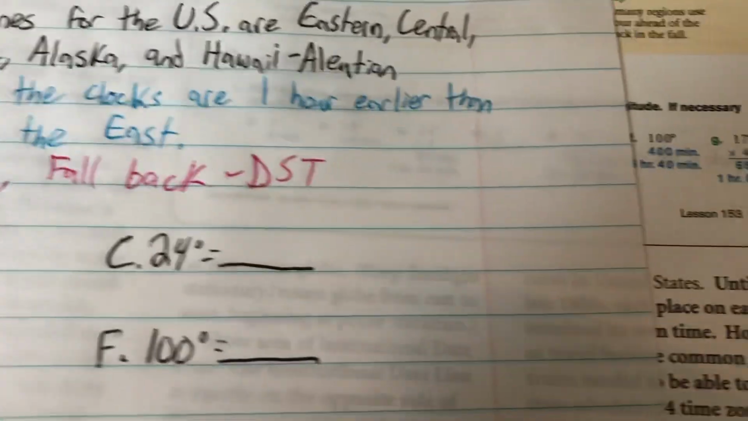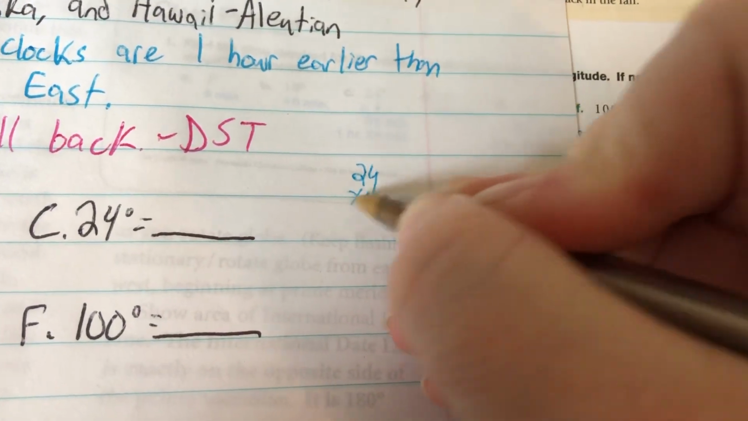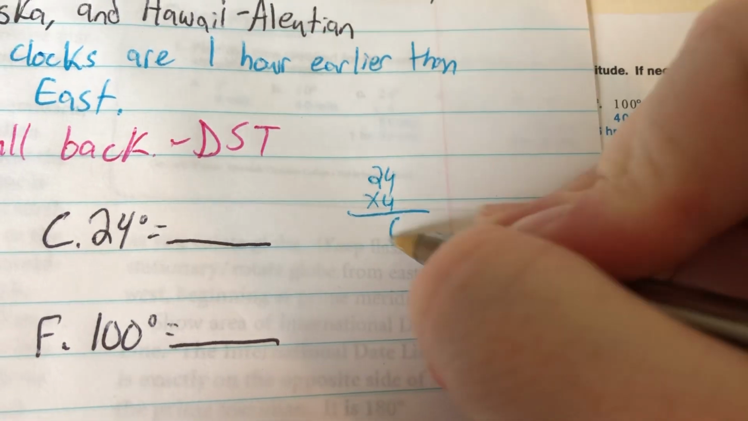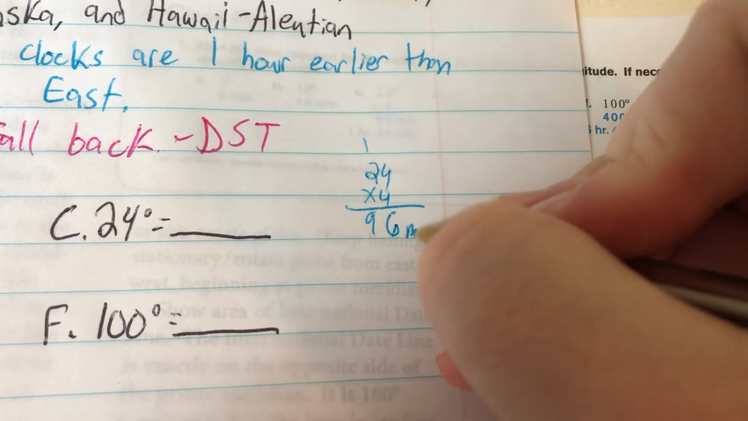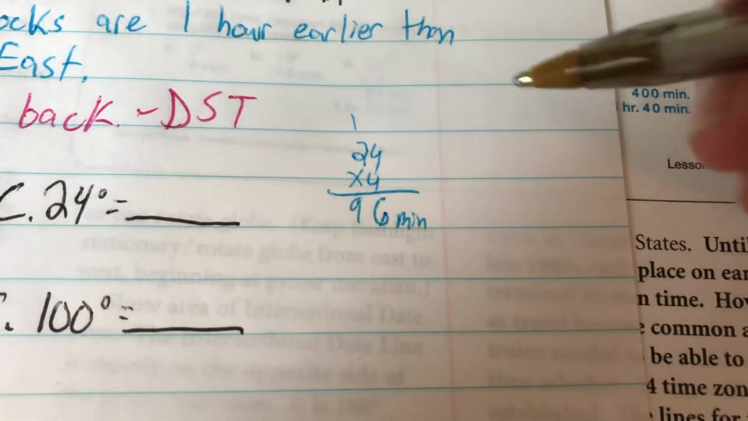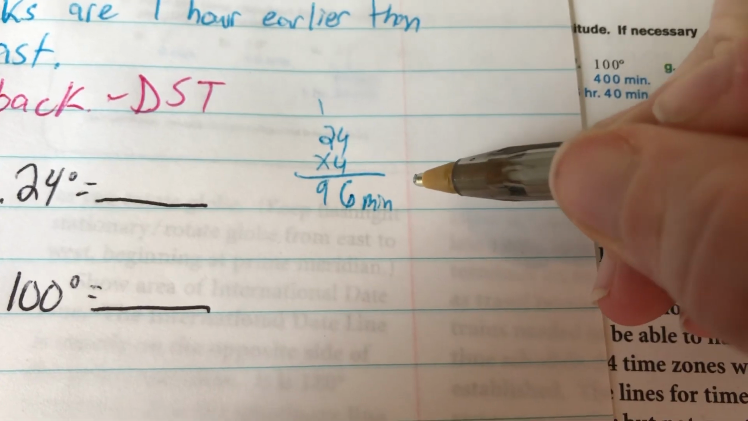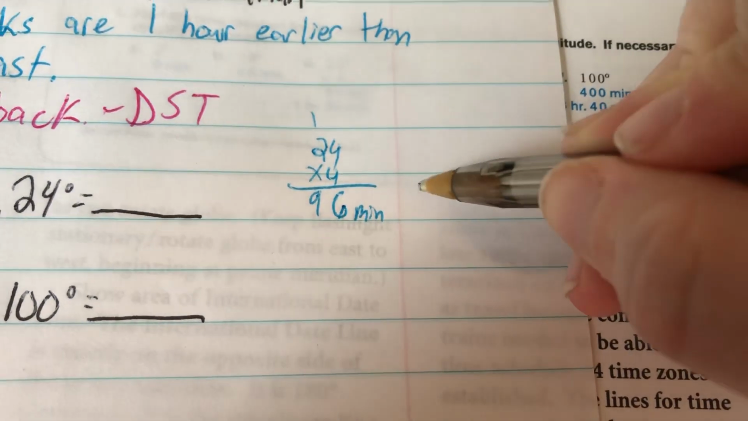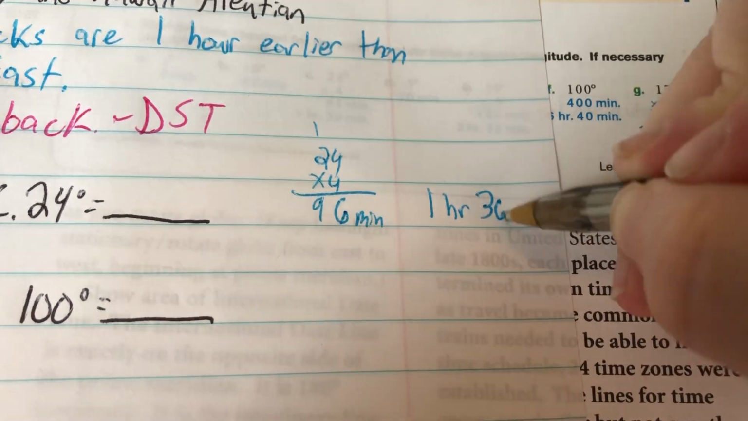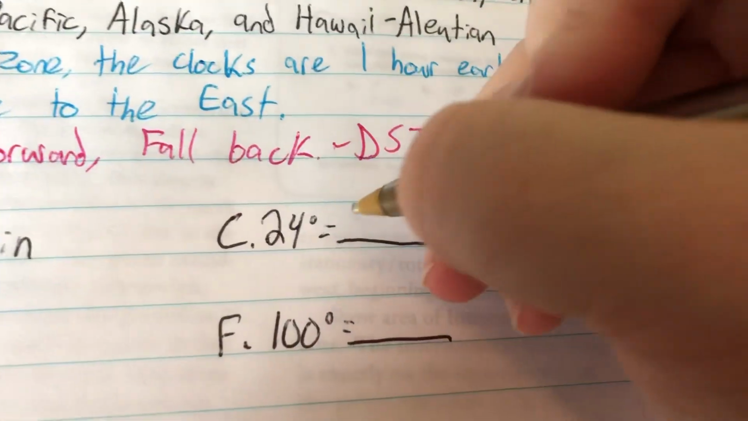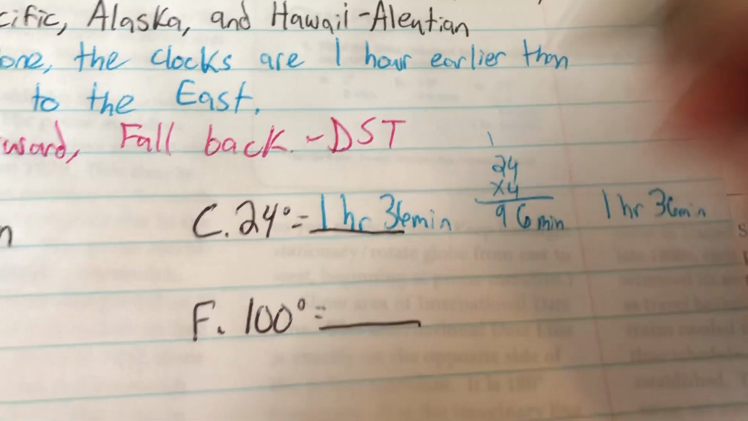For C, 24 degrees, we're going to have to solve it. 24 times 4. 4 times 4 is 16. 4 times 2 is 8, 9. 96 minutes, which if we remember our compound measurements, we can make that into hours, because 60 minutes is 1 hour. So 1 hour, and there'll be 36 minutes left over. So 1 hour, 36 minutes.